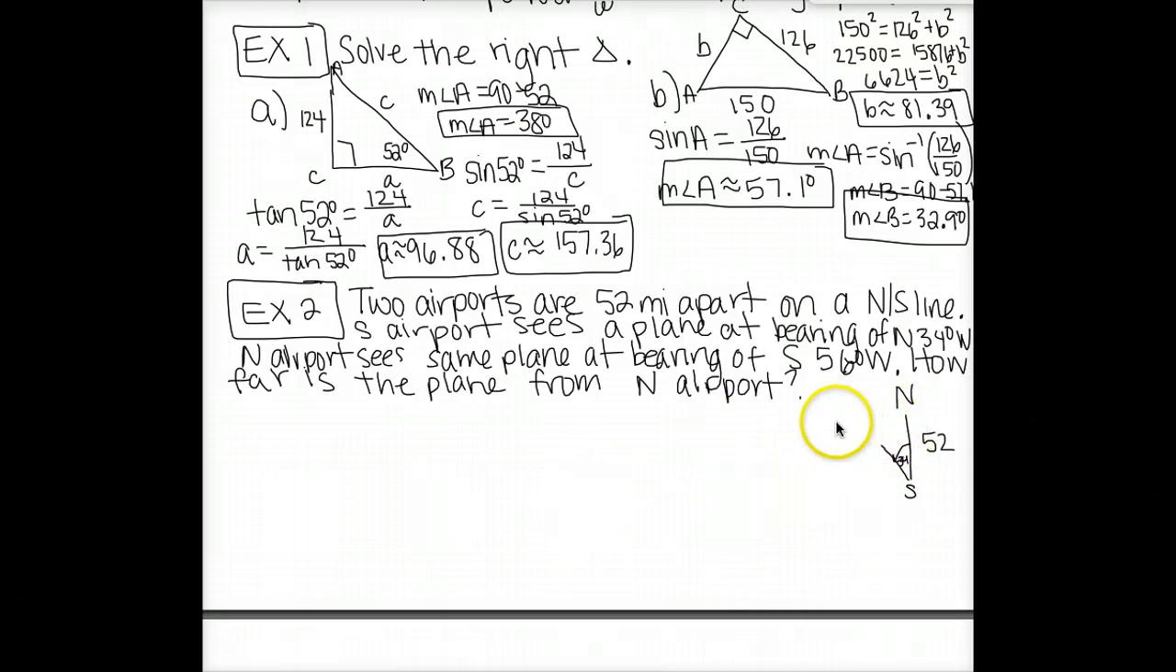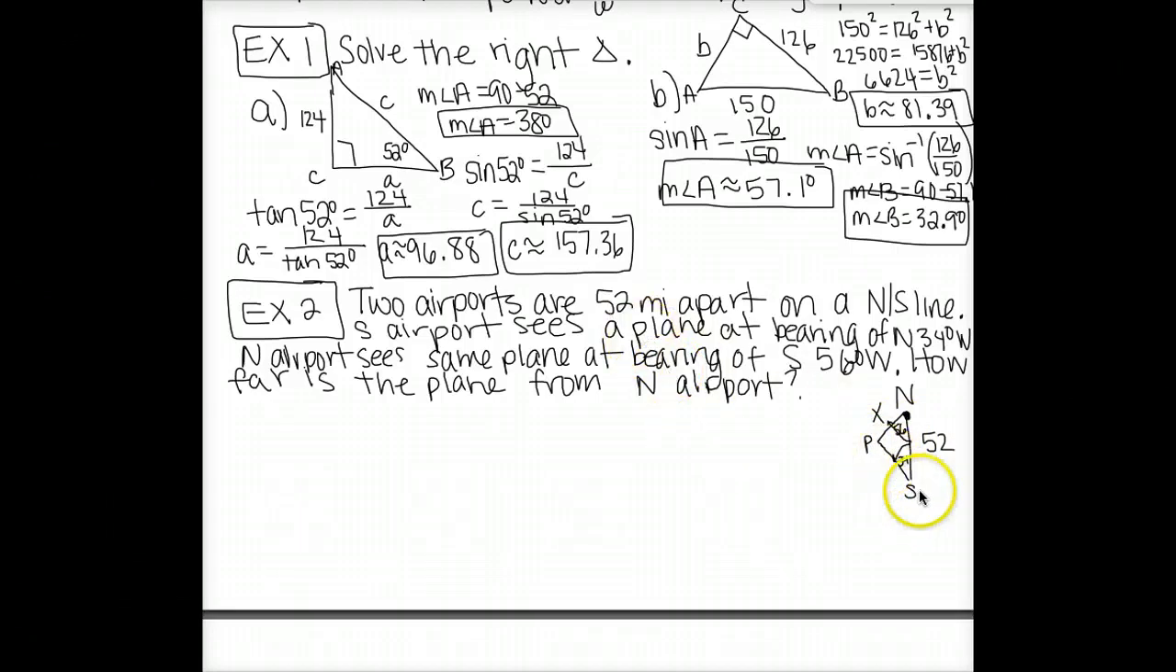Then it says that the north airport, so my plane is over here now, sees the same plane at a bearing of south 56 degrees west. So that means from the north airport, which is right here, I'm going to go south, but then I'm going to turn 56 degrees to the west. And what we want to find is how far the plane is from the north airport. So this is going to be my x.